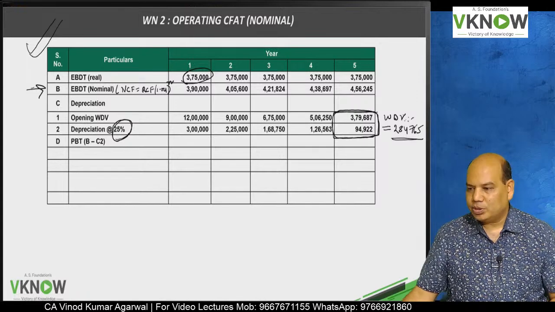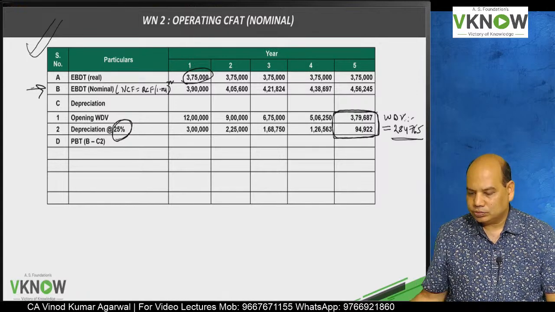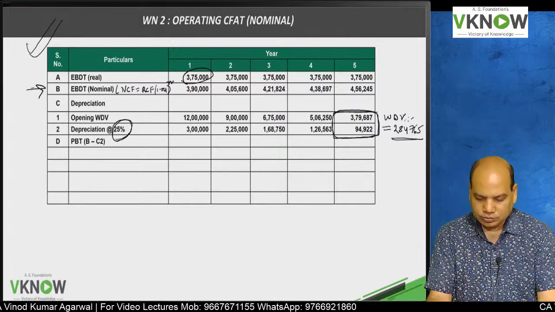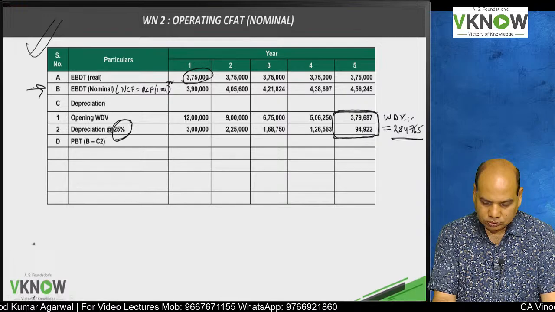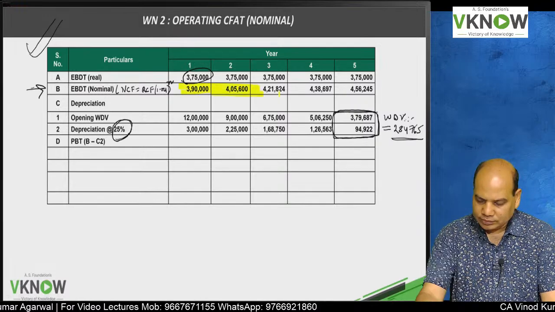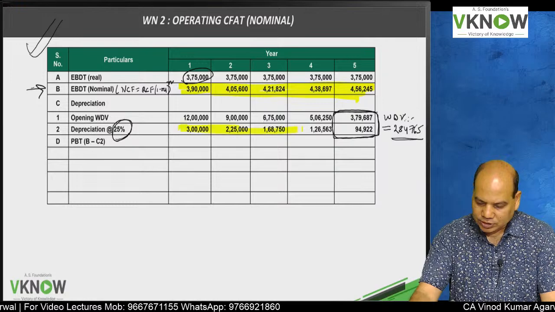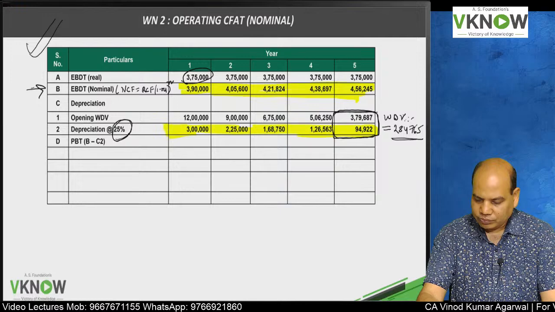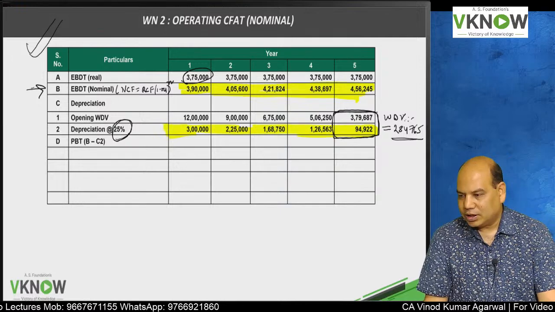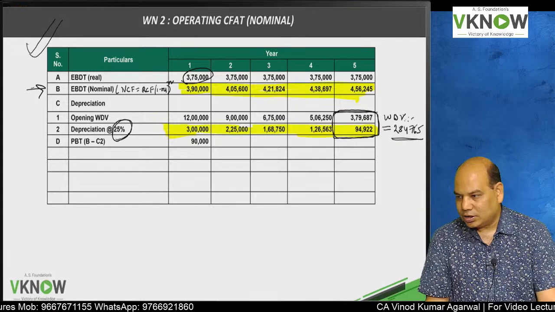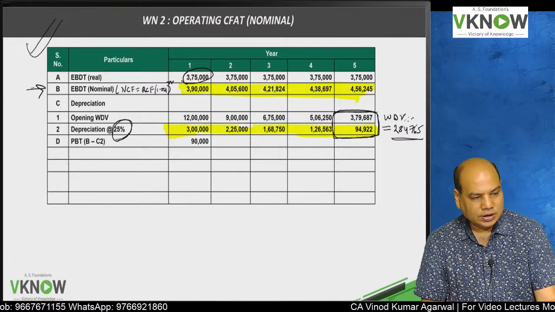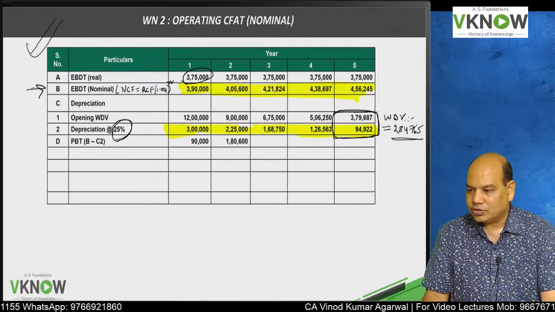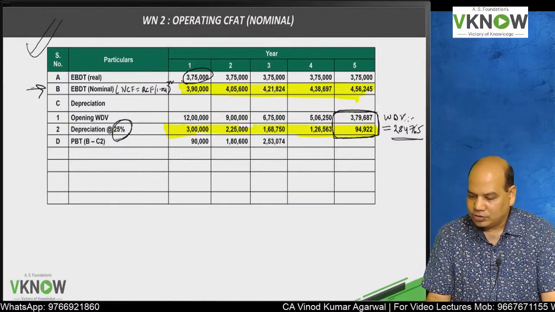Now write down PBT. PBT will be point B minus point C2. Take this line minus this depreciation. Okay, do it yourself. 390 minus 3 lakh, 90,000. 4,05,600 minus 2,25,000. 1,80,600. Yes, very good. Move ahead. Next one.